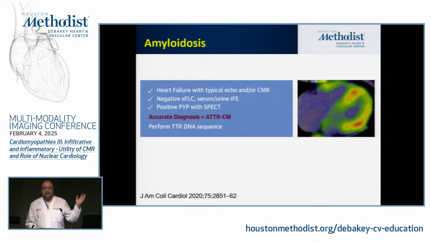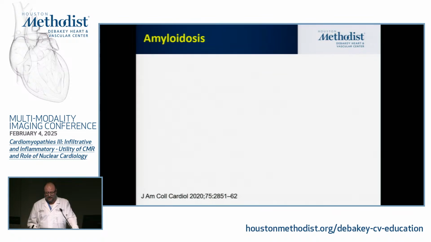After you make that diagnosis, you go ahead and do genetic sequencing to see if there is any genetic mutation, because there are two types: the senile, or wild type, and the genetic type. It has implications for the family if it's genetic, who should be tested 10 years before the age at diagnosis of the index case.